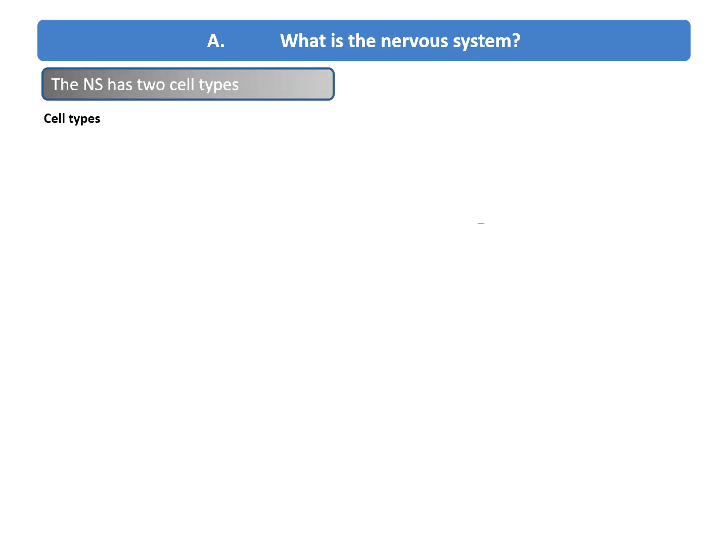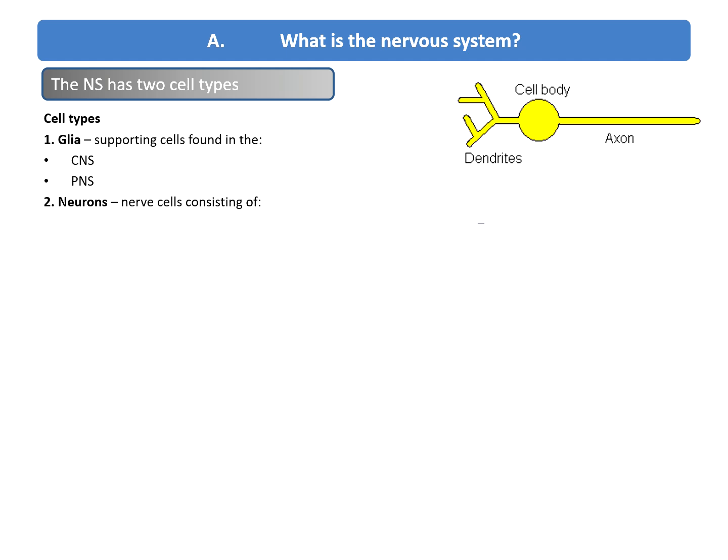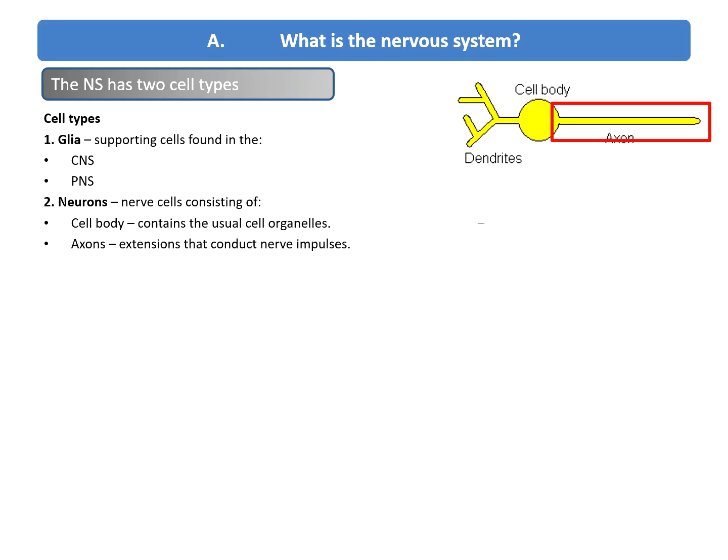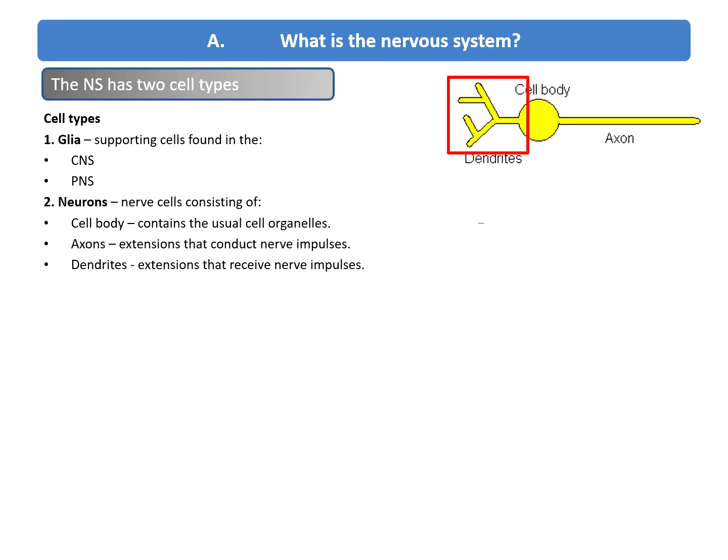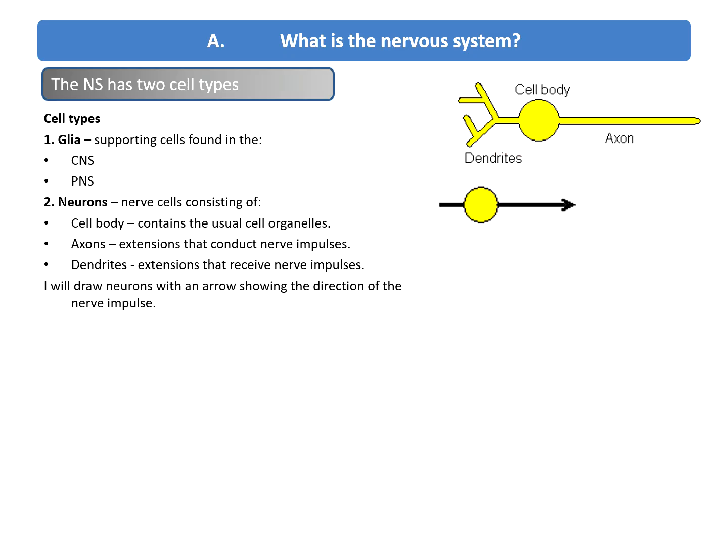Cell types in the nervous system include glia. These are supporting cells found both in the central nervous system and the peripheral nervous system. And neurons. These are the nerve cells. They consist of a cell body that contains the usual cellular organelles, axons, long extensions that conduct nerve impulses, and dendrites, extensions that receive and generate nerve impulses.